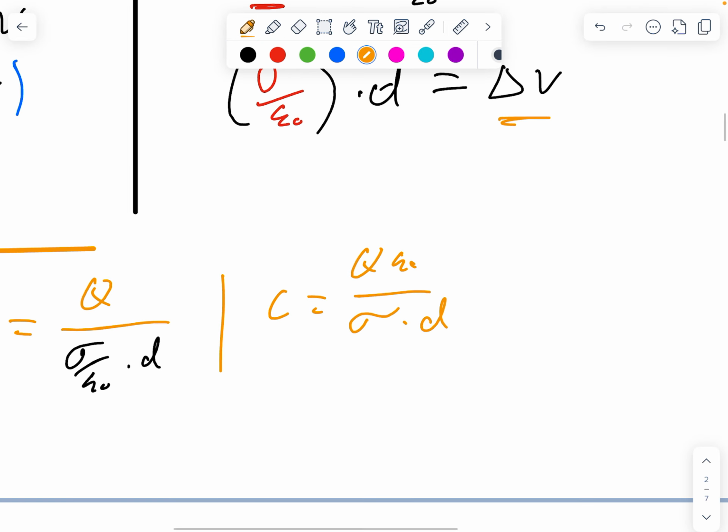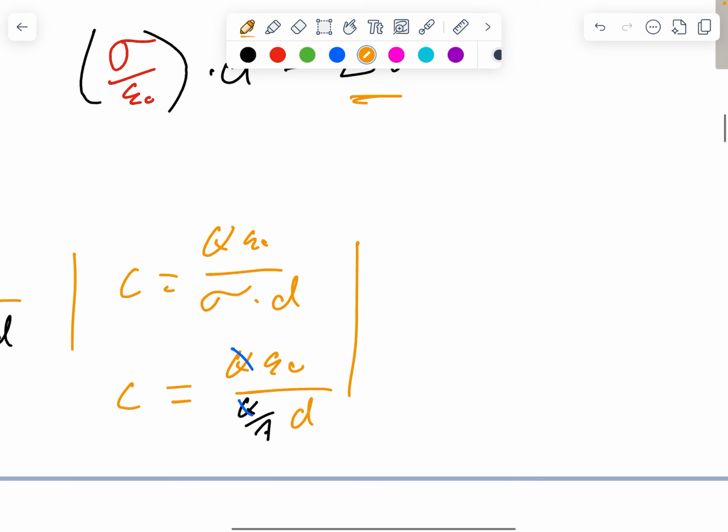Okay, and so that's exactly what I'm going to do here: C is equal to Q epsilon over Q over A times D. All right, and when I do this, the Q's cancel. So I'd have epsilon over D over A. Then just to clean that up a little bit, no mixed fractions, we get this.